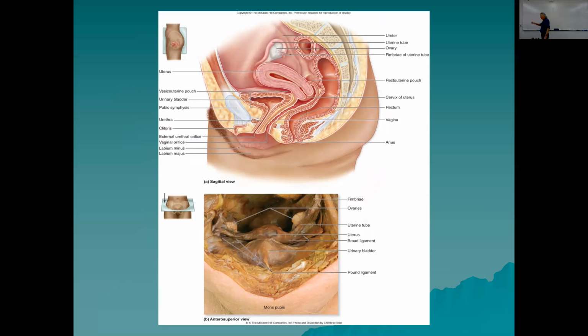There's a sagittal section of the female reproductive system. We won't really be talking too much about the urethra. The orifice of the urethra is in the vestibule, but the female urethra has nothing to do with reproduction. It only carries urine. The male urethra, however, does double duty, so it is something that we talk about during the reproductive system.